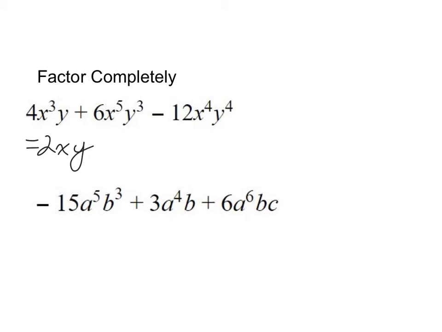However, we want to always pull out the greatest common factor. So the largest exponent on each letter is what we want to pull out. So if we look at the x variable on each one, we have x cubed, x to the 5, x to the 4. So the lowest exponent would be x cubed. So that's what we're going to put on our term at the very front.